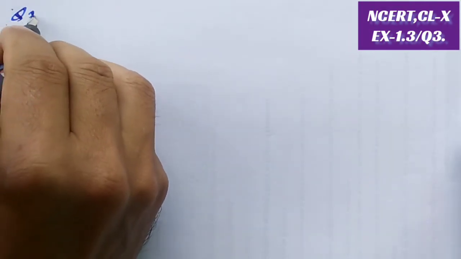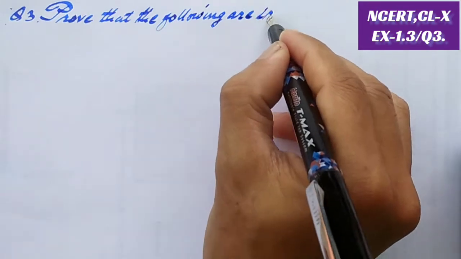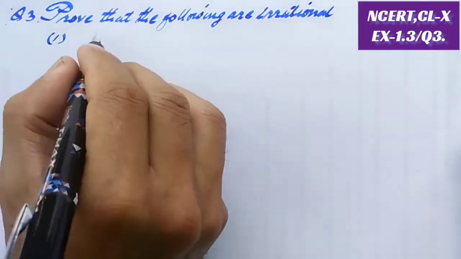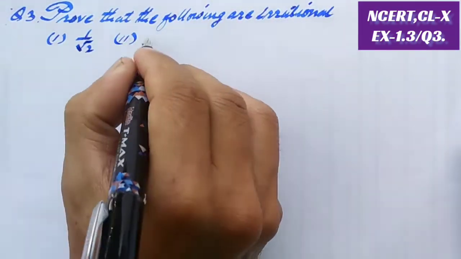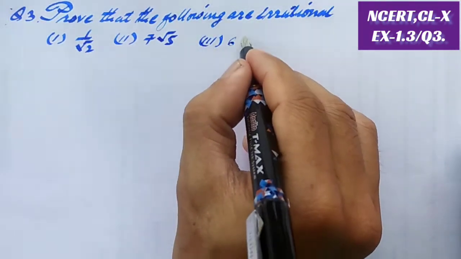Okay, let us read question number 3 first. It says, prove that the following are irrational numbers. Roman number 1, 1 by root over 2. Roman number 2, 7 root over 5. Roman number 3, 6 plus root over 2.